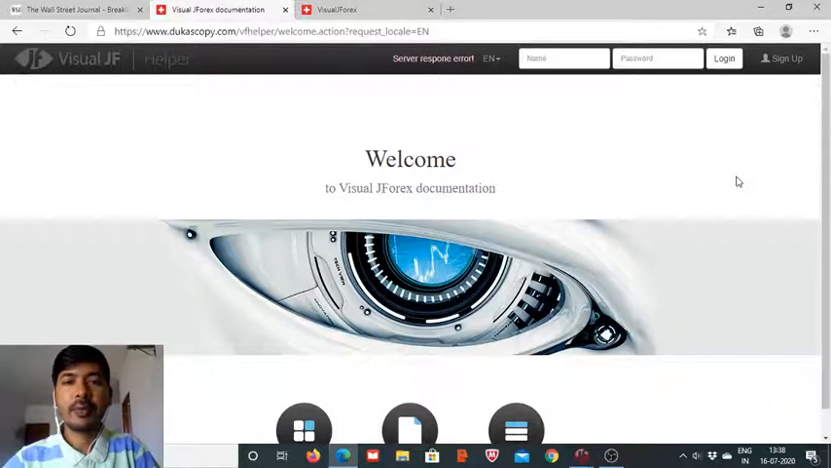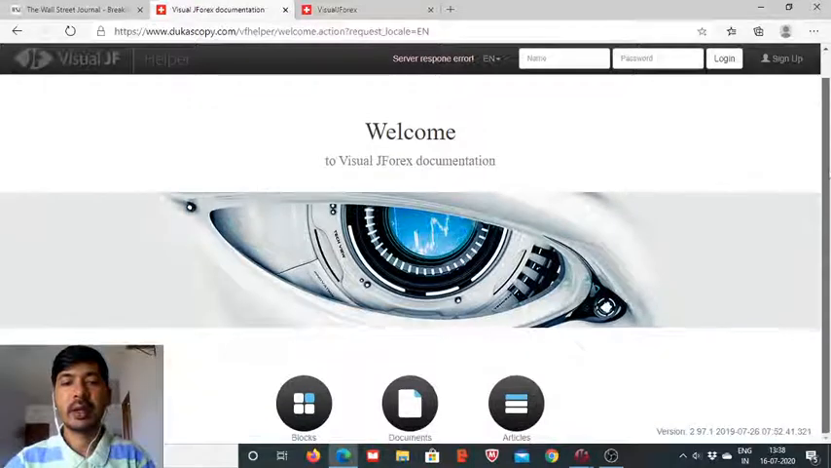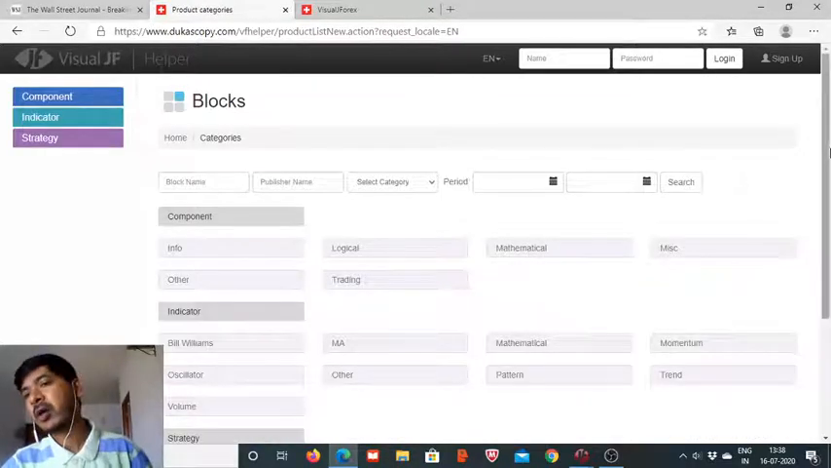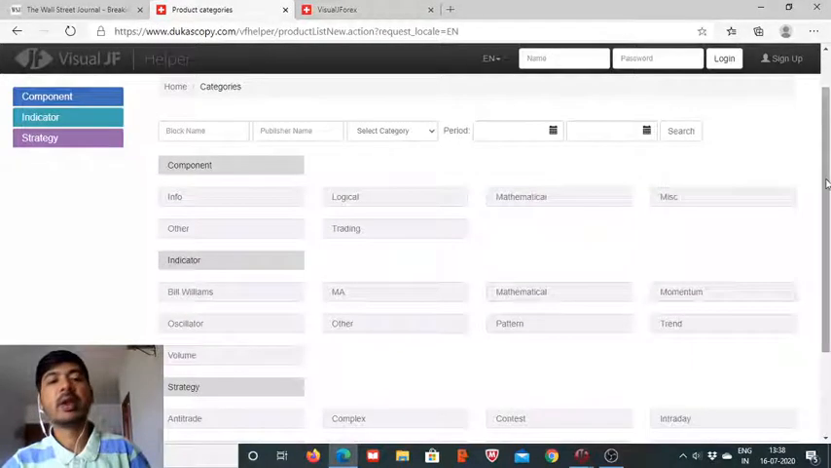Myself Vaibhav. In today's session of Visual JForex, we will be seeing the functioning of the Awesome Oscillator, which is the third indicator in the Bill Williams series. We have done so far the AC and the Alligator. Now it's the turn of the fresh new indicator in the Bill Williams series.